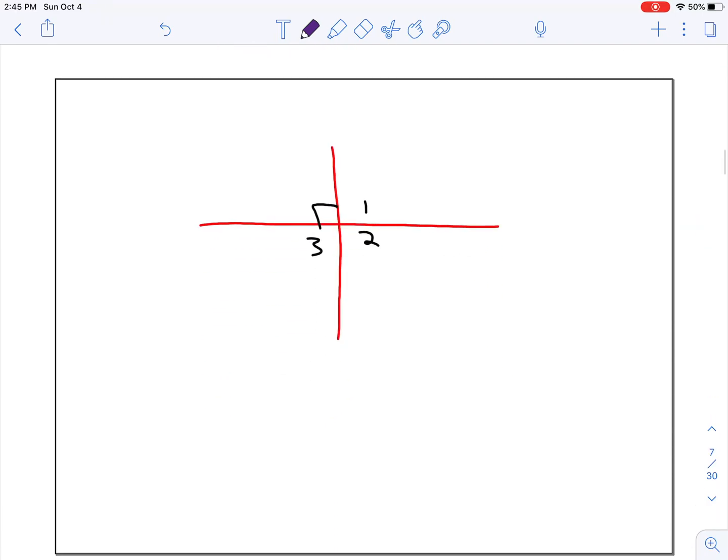In number 6, same idea. Opposite angles or vertical angles are equal. So angle 2 would also be a right angle. And then angles 1 and 2 have to add to 180. So angle 1 would be 90, angle 3 would be 90.